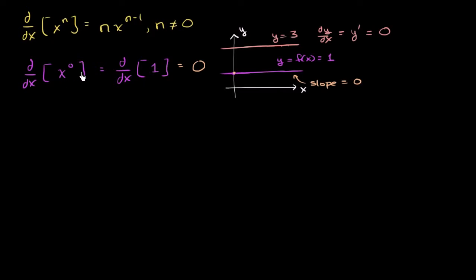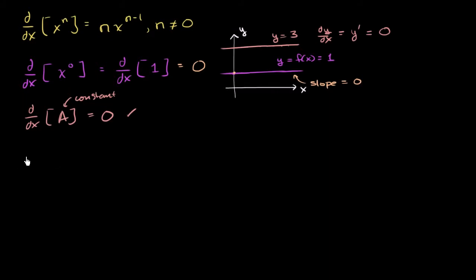So it's not just x to the 0. If you take the derivative of any constant, you're going to get 0. So let me write that. Derivative with respect to x of any constant, so let's say of a, where this is just a constant, that's going to be equal to 0. So pretty straightforward idea. Now let's explore a few more properties.